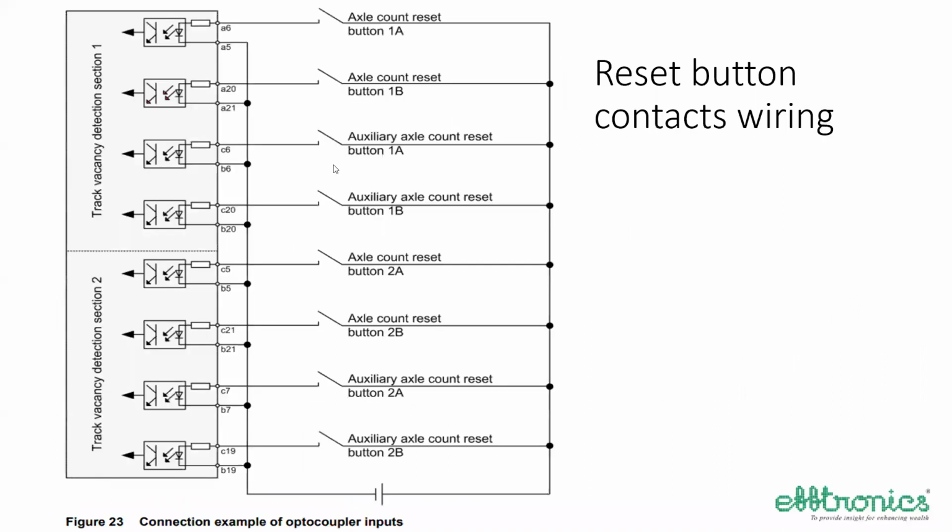These are the reset buttons, inputs. You can see this is the processor portion of it. When this is a potential free contact, like electronic interlocking input, what we wire, these are the wired contacts.